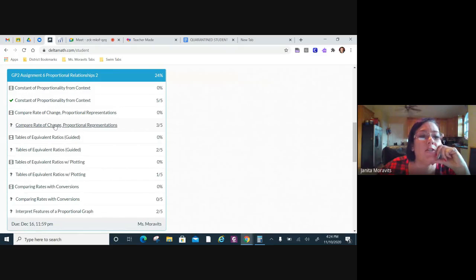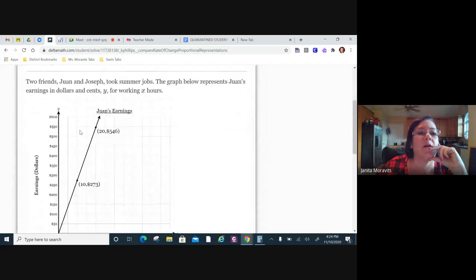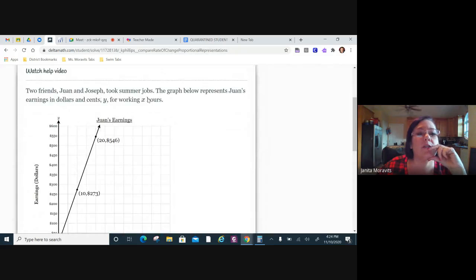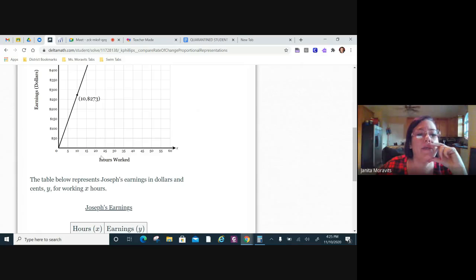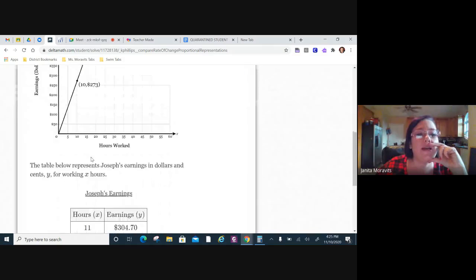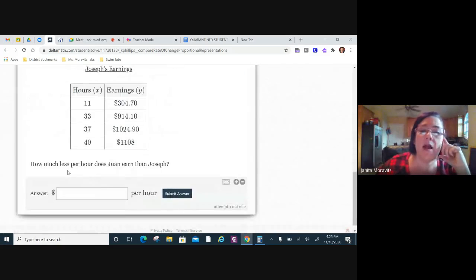Compare rate of change and proportional relationships. We're going to take a look at this. All right, two friends, Juan and Joseph, took summer jobs. The graph below represents Juan's earnings in dollars and cents, Y for working X hours. All right, so these are the hours, and this is how much he made. And this is for Juan. Joseph has a chart set up. How much less per hour does Juan earn than Joseph?